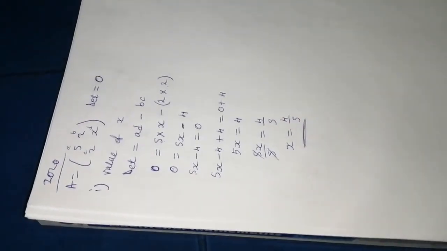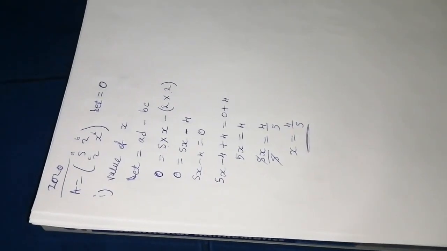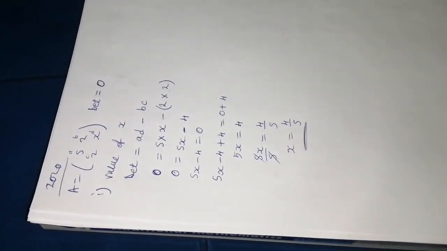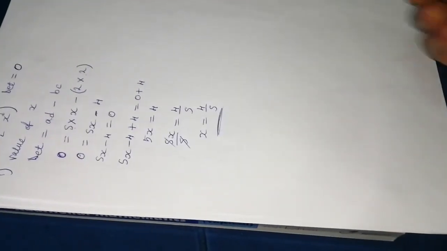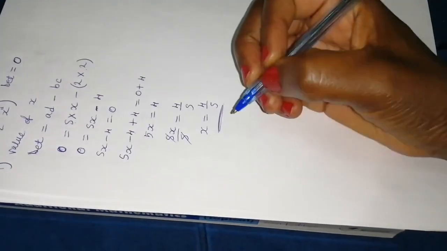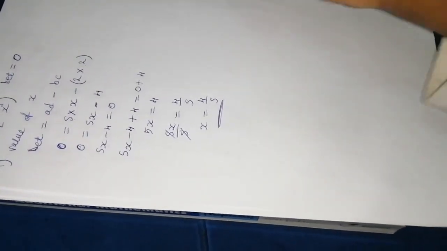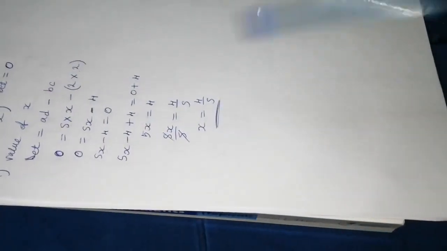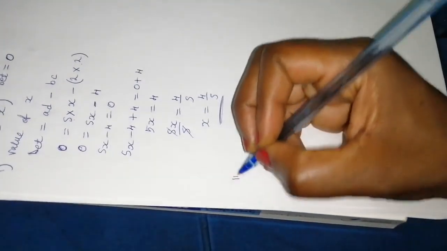So the value of x in this matrix is, when the determinant is 0, then the value of x is 4 over 5. So yes, if you try to find the determinant, you'll find that it's 0 when you replace x with 4 over 5. Moving on to question 2.